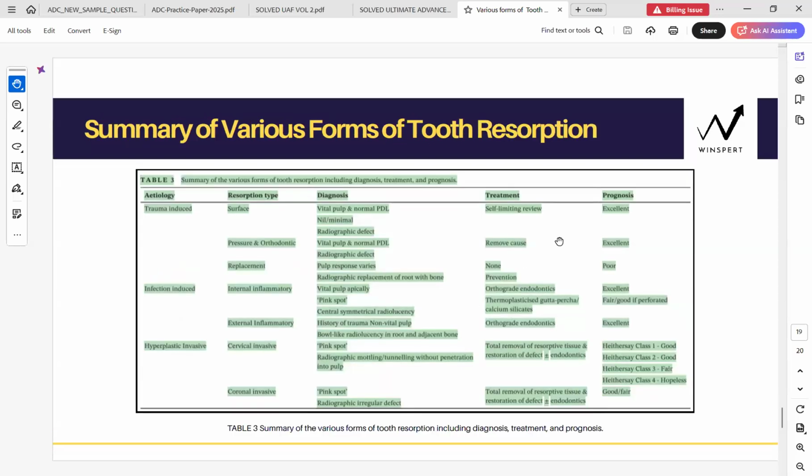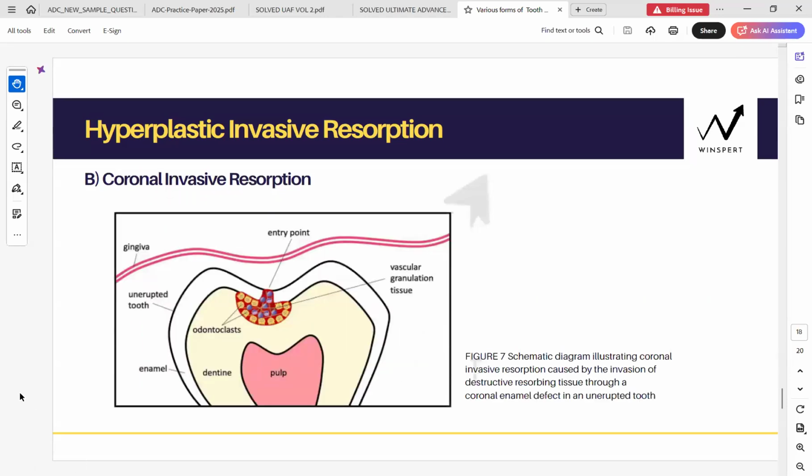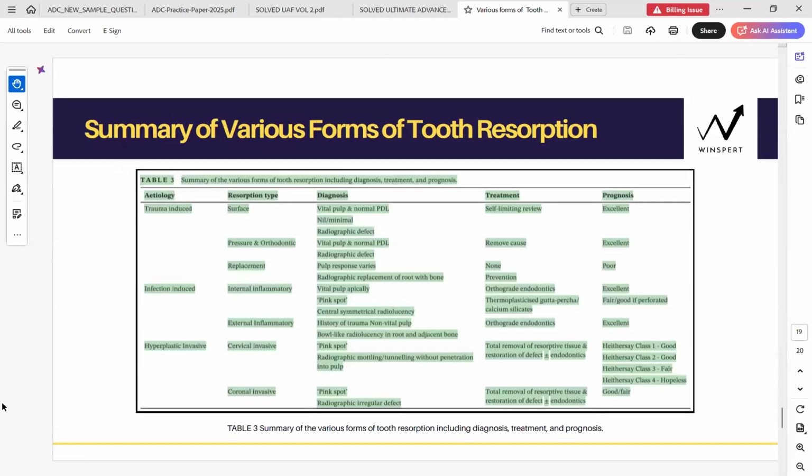Now this is the summary table if you want to quickly see what we have done so far and quickly review and revise. So for your visualization, the three broad categories are trauma, infection, and hyperplastic. Trauma has three subcategories, infection has two subcategories, and hyperplastic has two subcategories. Let me zoom it a bit.